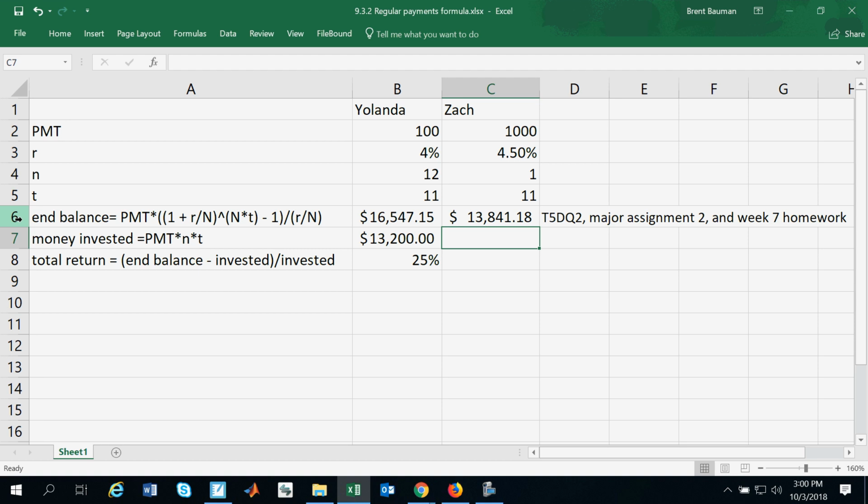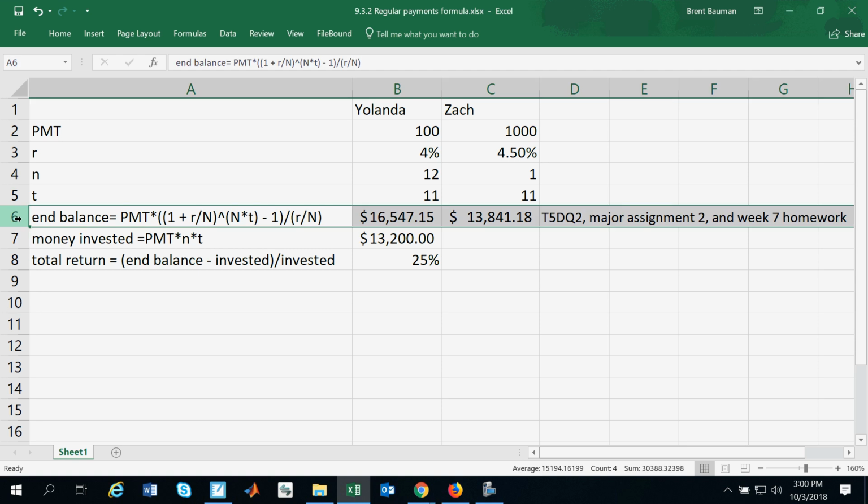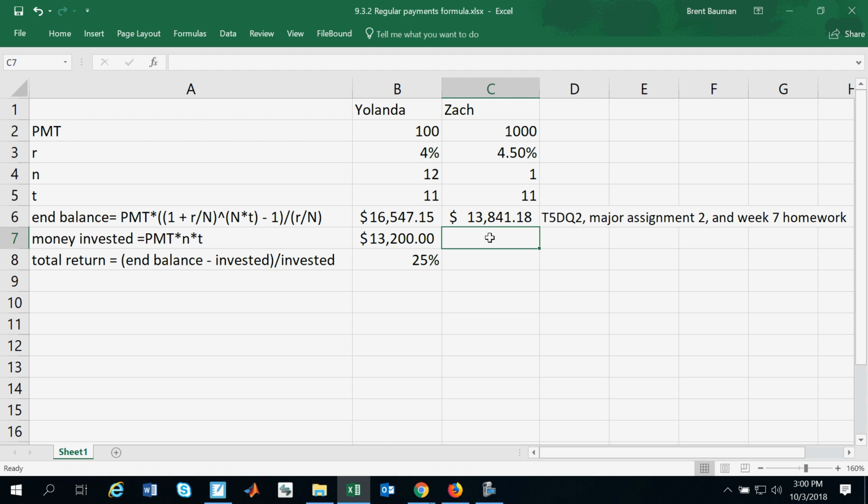So if you're working through topic 5 DQ2 or the major assignment 2, that's the only calculation you're looking for that we're showing here. But if you're working on the homework in week 7, you have a little more. So let's find the money invested. So it would be his payment of $1,000 times the number of times per year, which he's only doing once per year, and then the number of years. So he invested $11,000.